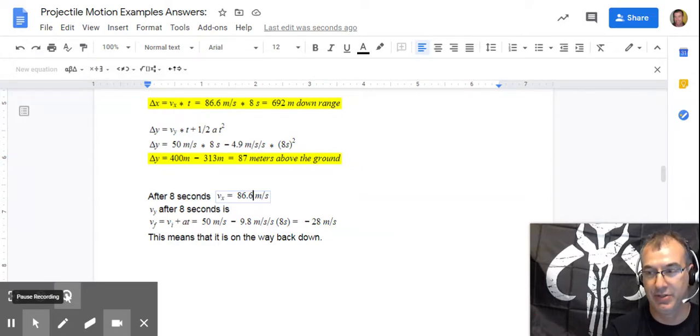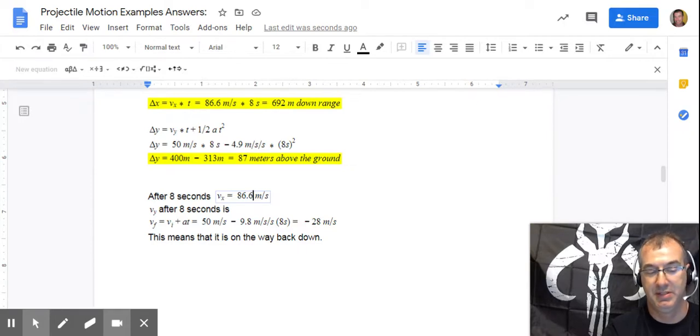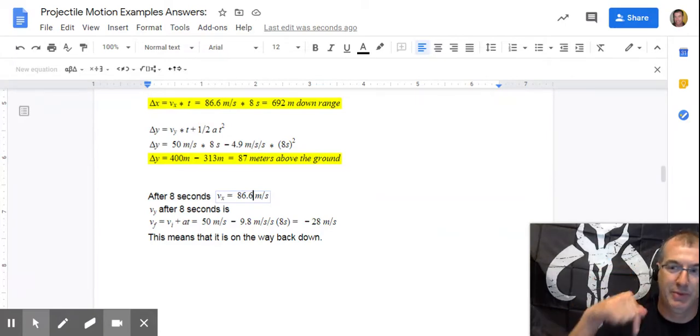However, in the y direction, the velocity is no longer 50 meters per second. The final velocity is equal to the initial velocity plus the acceleration multiplied by the time. I know the initial velocity is a positive 50 meters per second, minus 9.8 meters per second squared times 8 seconds. So the final velocity in the y direction is negative 28 meters per second. What that tells me is that it's moving in the downward direction now.